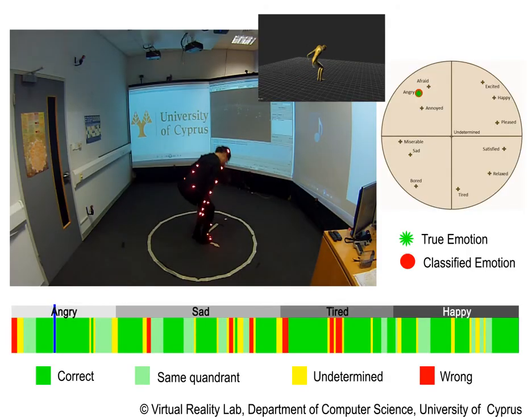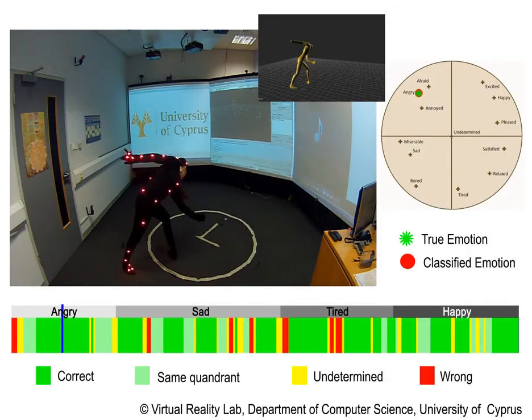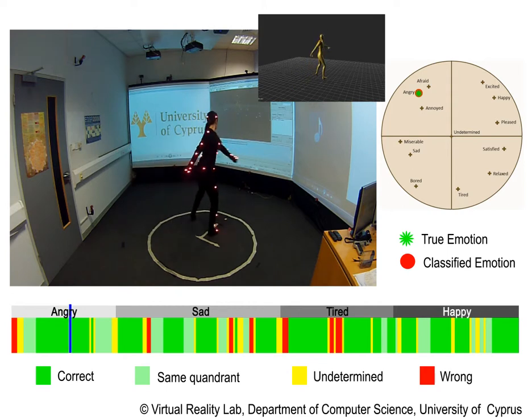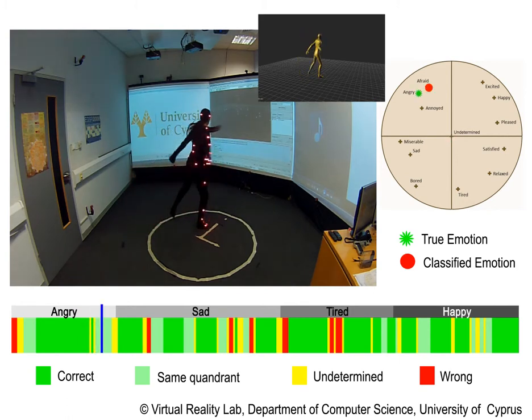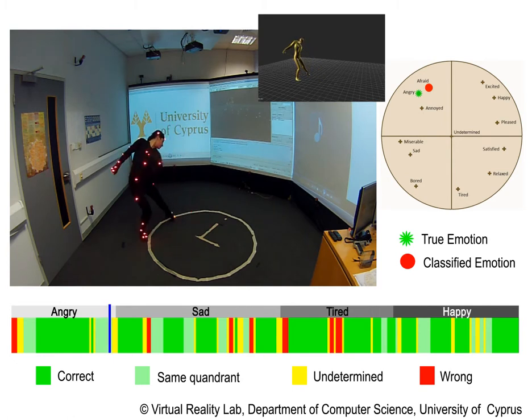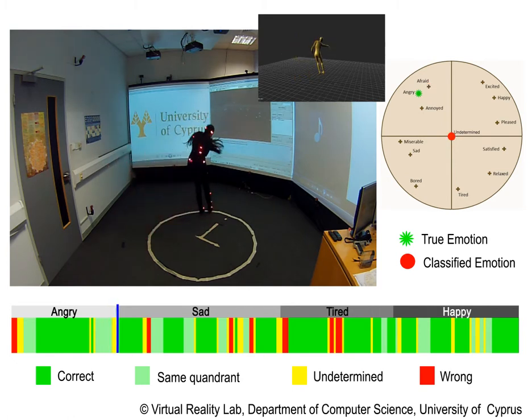In order to test the reliability of the proposed classification framework, we asked each dancer to prepare a choreography where 4 different emotional states interchange, one emotion from each quadrant of Russell's circumplex model. In this video, the performer changes emotional states starting with angry, then sad, tired, and ending with happy.